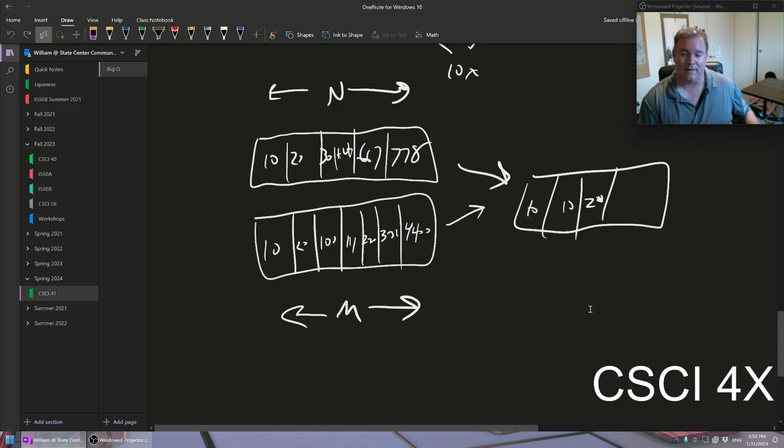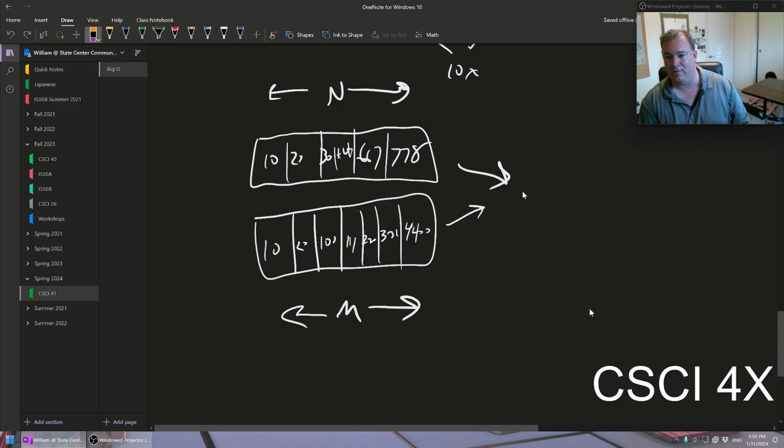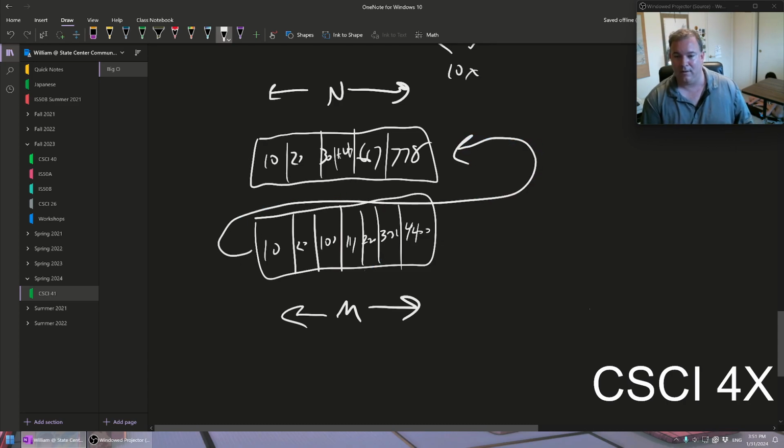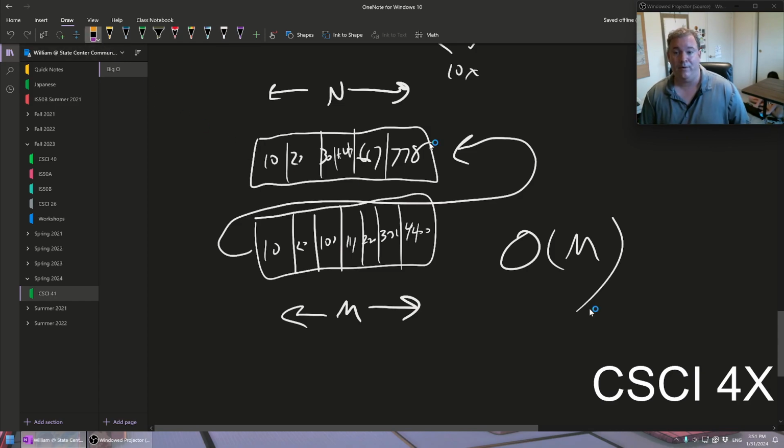Can we do better than n plus m? Or, let's say we wanted to just add all of these elements to the end here. Could we do better than m for the push back version? And the answer is yeah, but not with a vector.